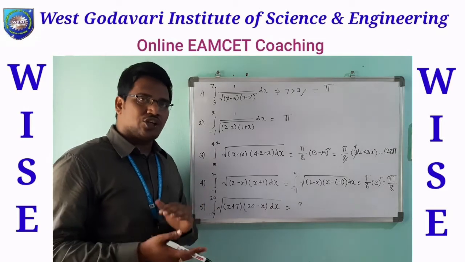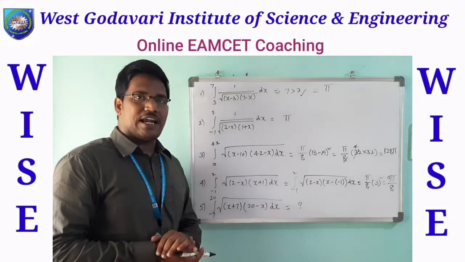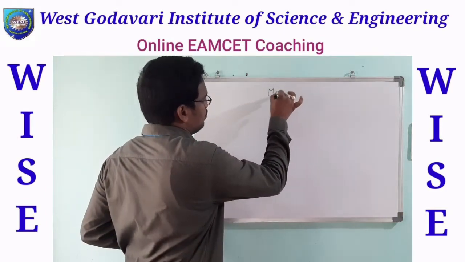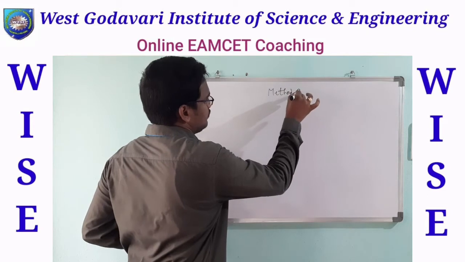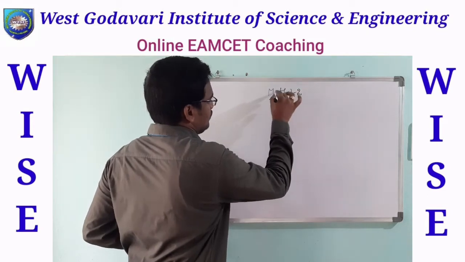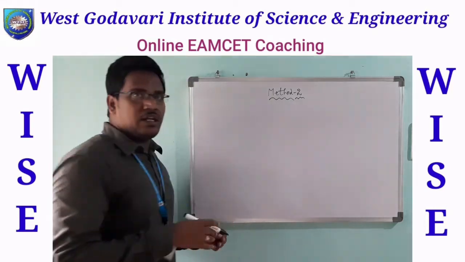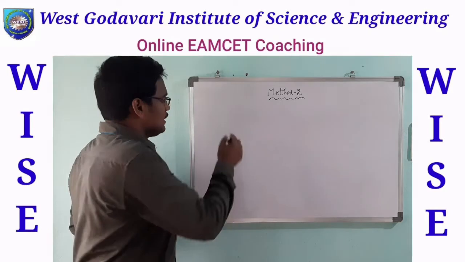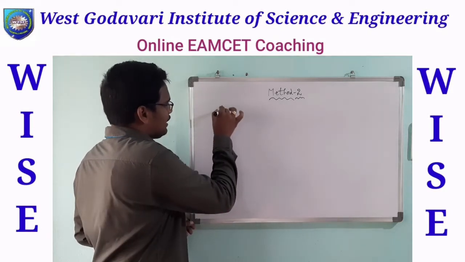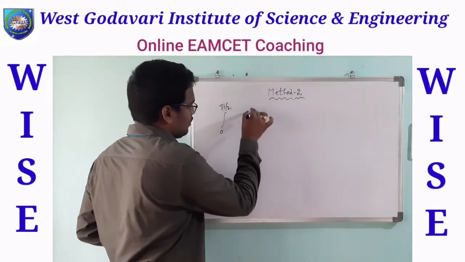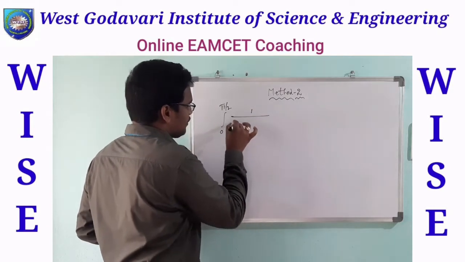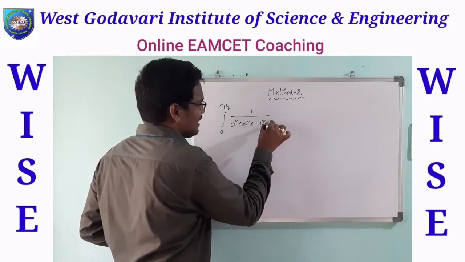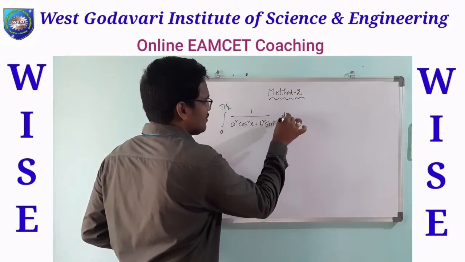Now see another shortcut method regarding this definite integral format, that is method 2. In this method we have to learn the definite integral format. Suppose the integration is in the form of integral from 0 to pi by 2 of 1 by (a square cos square x plus b square sin square x) dx.